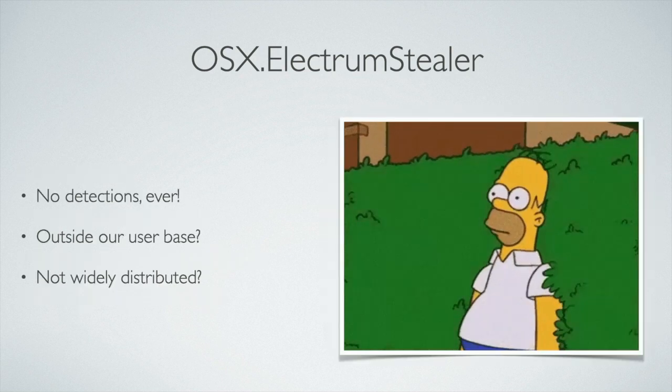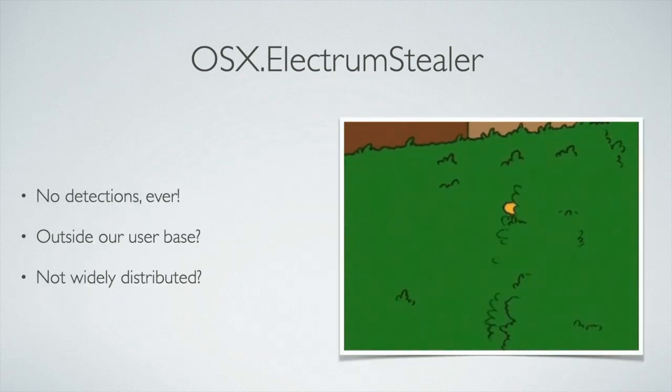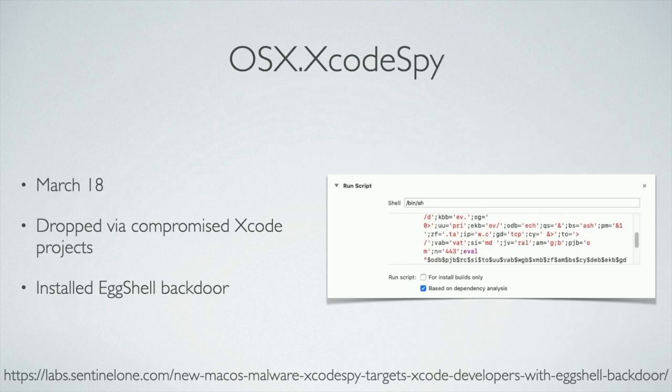This one, we have never seen an actual detection in the wild. No idea why. It could be that it's outside of our user base. Maybe it's stronger in China and not that widespread elsewhere, so we haven't seen it. Maybe it's just very, very rare. We just don't know. But we've never seen it in the wild.